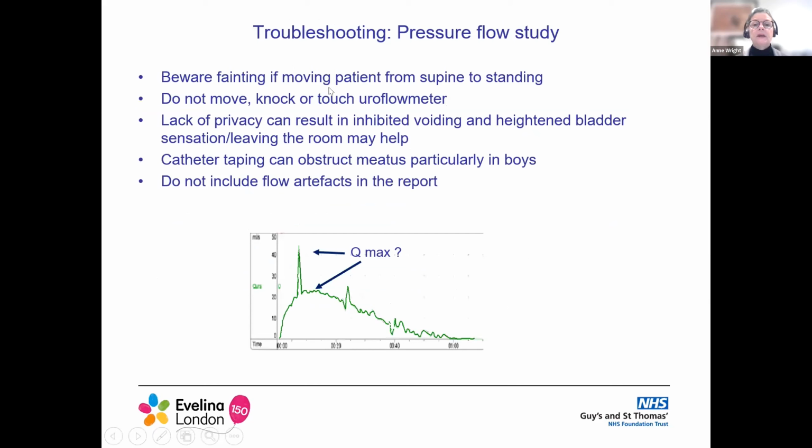If you're bringing the patient from supine to standing, beware fainting, particularly in the teenager who's very inhibited. We've seen that lack of privacy can result in inhibited voiding and heightened sensation. You might need to leave the room to help the child to do this. Don't move, knock, or touch the uroflowmeter. Don't block the meatus with tape. And don't include knocking artifacts in your report.